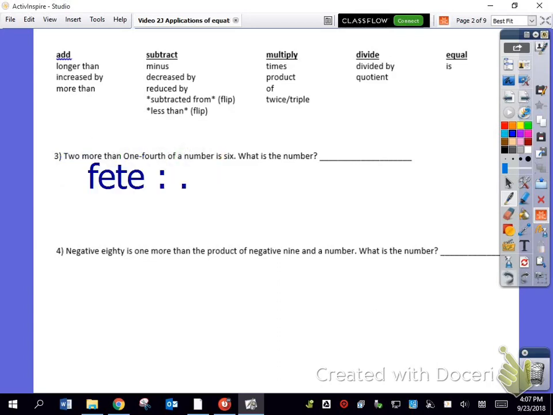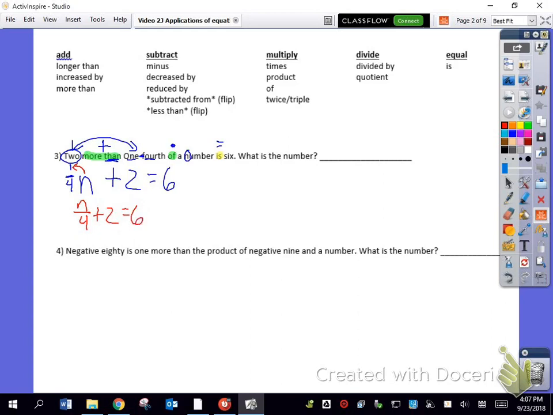So I'm going to use the n. So 1/4 n plus 2 is equal, so equals 6. Now 1/4 n, so another way to write that, just put your n in the top. So n over 4 plus 2 equals 6. Alright, so let's solve that. I'm going to write that at the very top right here so we can solve it.